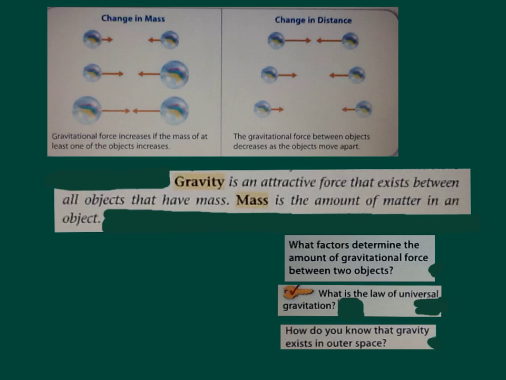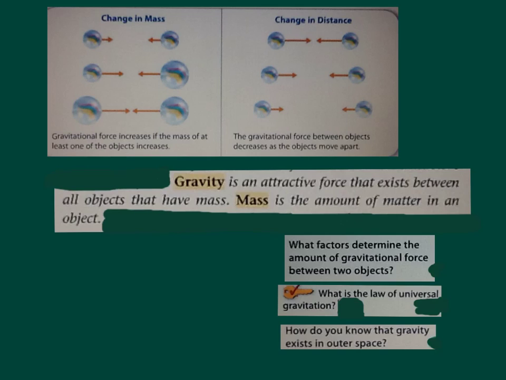I want to clear up a common misconception, and that is that gravity is a force that one object exerts on another. That's not correct. What I need you to know is that gravity is a force of attraction between two objects, each that has mass.